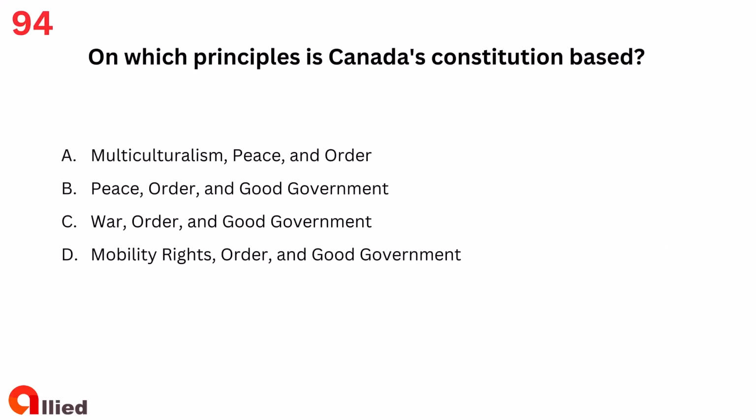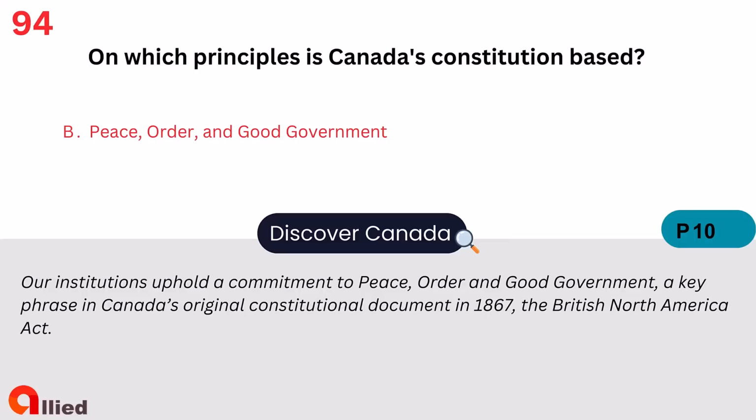Question 94. On which principles is Canada's constitution based? A. Multiculturalism, peace, and order. B. Peace, order, and good government. C. War, order, and good government. D. Mobility rights, order, and good government. The answer is B. Peace, order, and good government.